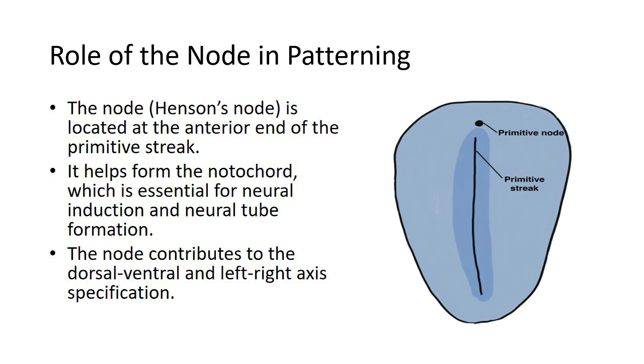Neural induction. The node signals to the overlying ectoderm, initiating the process of neural induction, which leads to the formation of the neural plate and eventually the neural tube. This is the first step in the development of the central nervous system. Axis specification. The node contributes to the patterning of the left-right axis, ensuring that the heart, liver, and other organs are positioned correctly along the body.